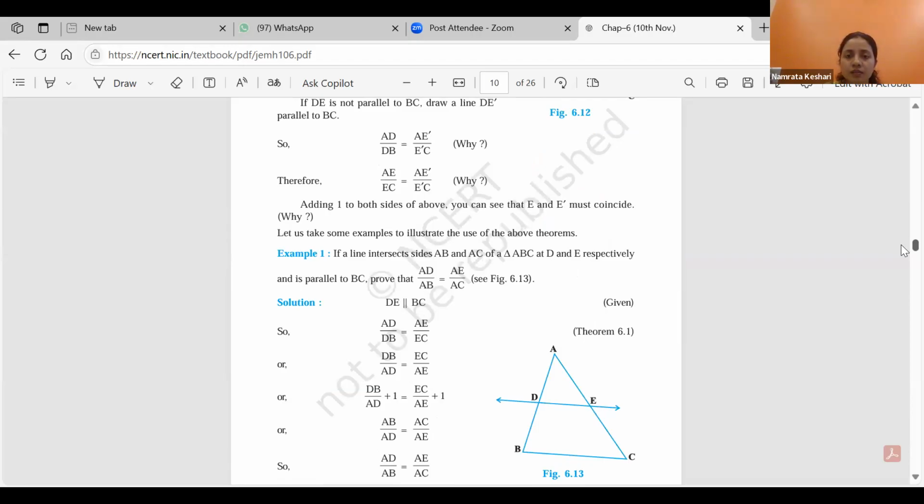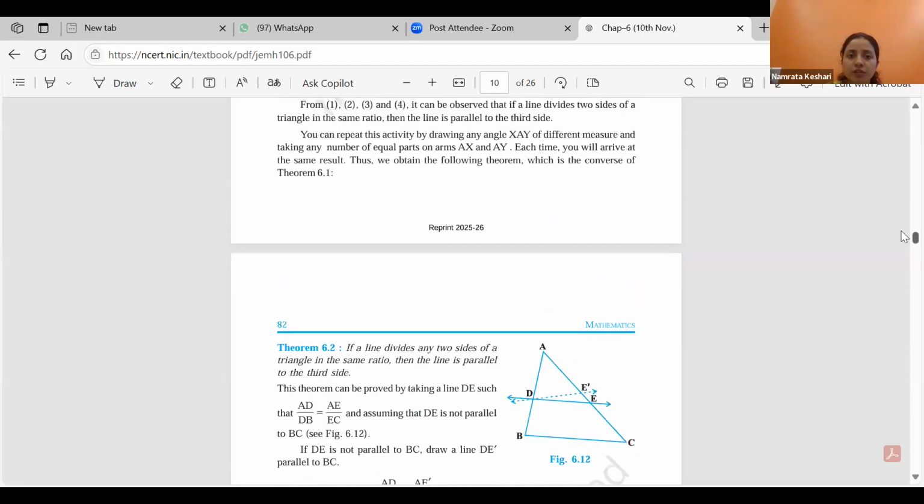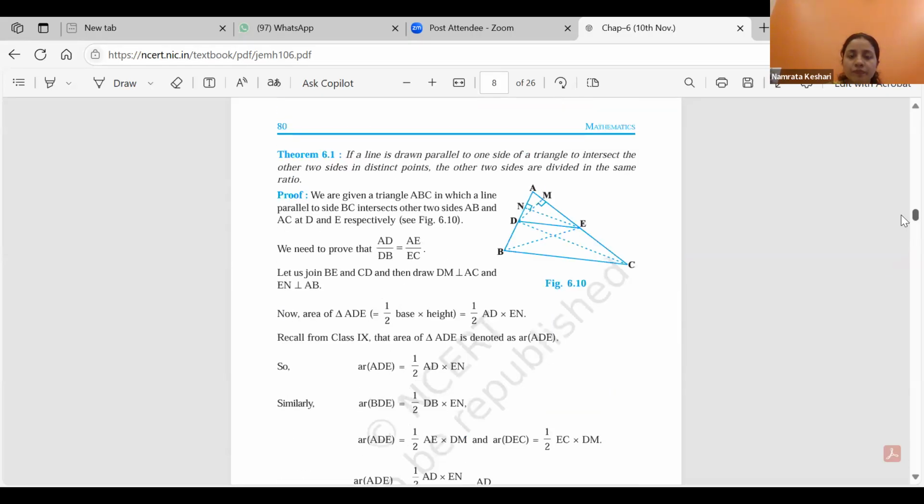Can you show the theorem for a second? It is 6.1 in your book. You can see the steps over here. Exactly the same thing we discussed just now. Now it will make sense to you that we need to prove this one. We have dropped the perpendicular, and this construction part is written over here. Construction is given over here.